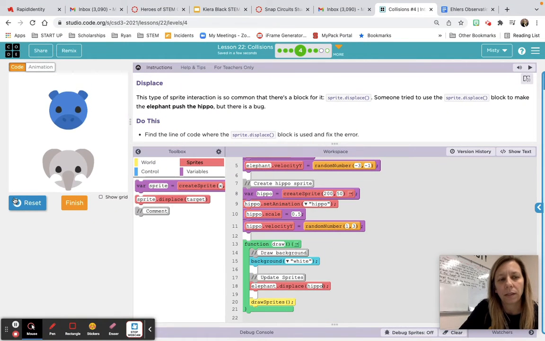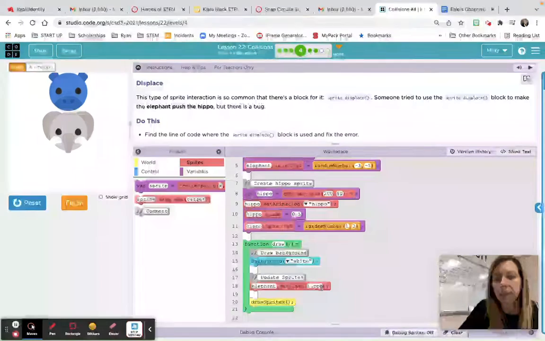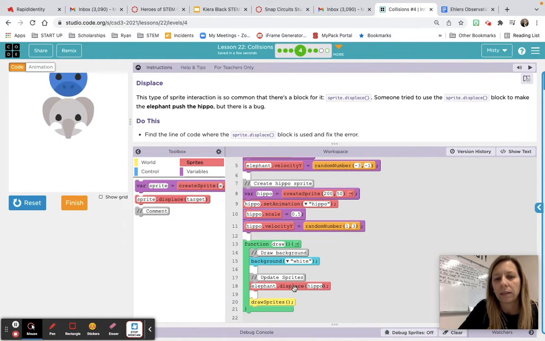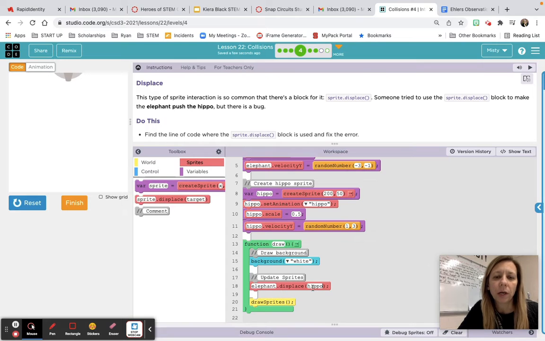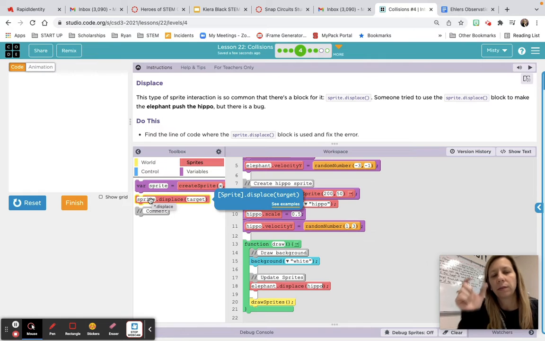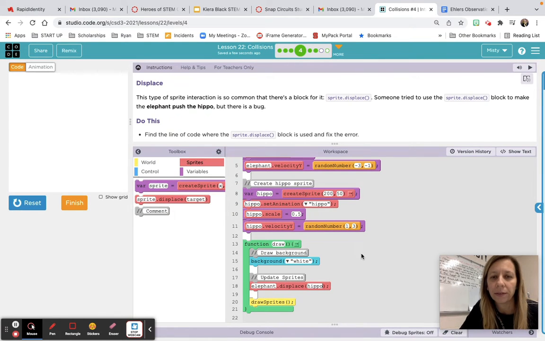You can see that the target, which is the second sprite we have listed, is going to get pushed in the same direction as the sprite. Both of these are sprites, the elephant and the hippo, but in the code, the first one we call the sprite, and the second one we call the target. When I say the sprite and the target, that's what I'm talking about. All right, we fixed that error by switching the order of them in the displace block.